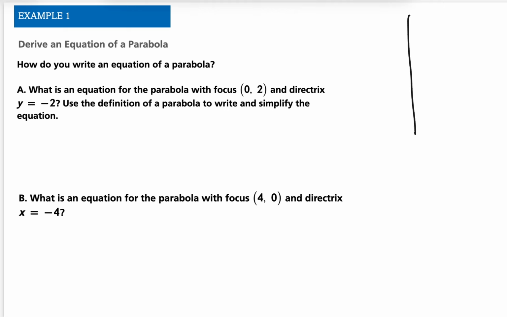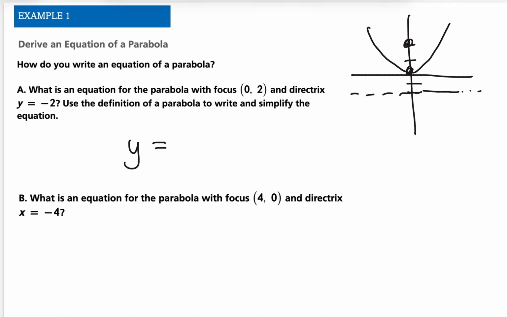The first thing I would always do if I'm given information like this is sketch a little picture for myself. So 0, 2, that's my focus right there. And y equals -2 means I'm going to have a directrix right there. That tells me that the vertex of the parabola is halfway between those 2 points at 0, 0. And it tells me that my parabola is going to open up because the focus is always going to sit inside the parabola.